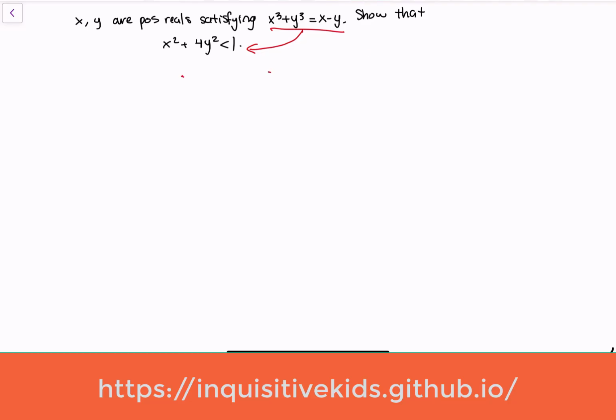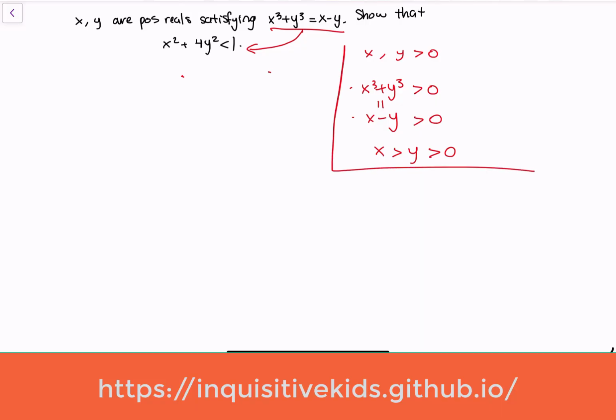We know that x and y are positive because the problem tells us so. This means that x cubed plus y cubed is also positive. So then, because these two expressions are equal, x minus y is also positive, which tells us that x is greater than y, which is greater than 0. Okay, so now we have our domain settled.